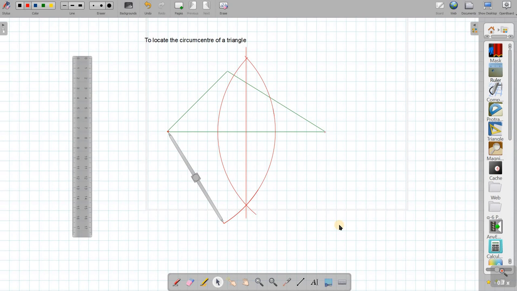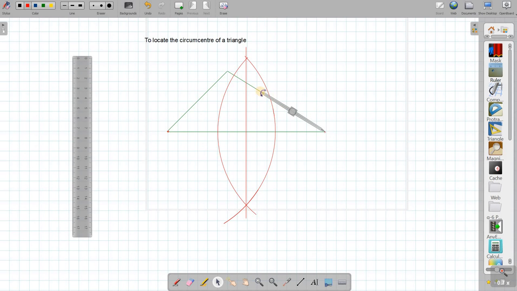Now I would like to draw the next perpendicular bisector, of the next line segment, which is side 2. So again I will take the compass. I would like to set a distance which is just over half of this line segment. I am taking this side now. The compass is set a little over half of the distance.